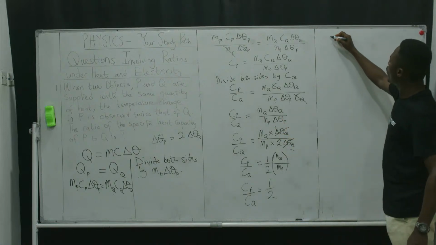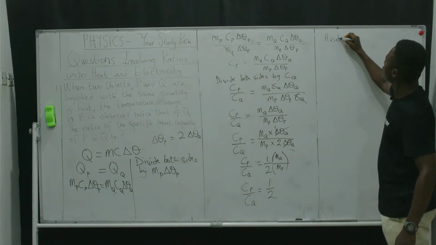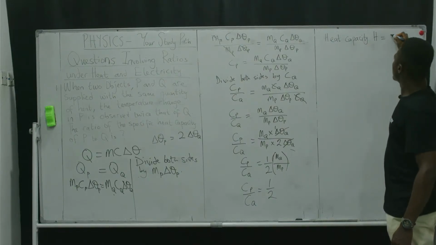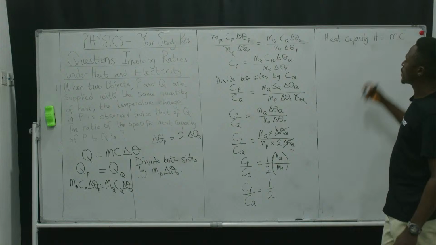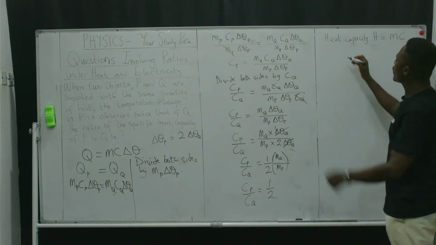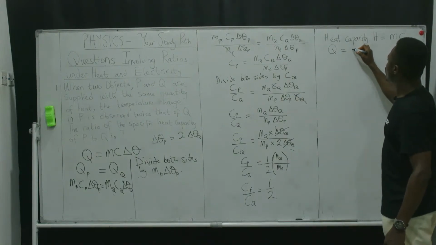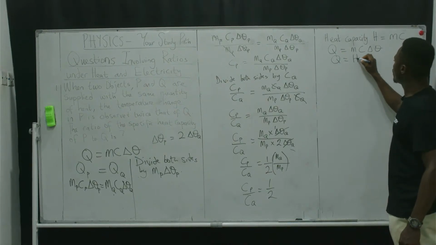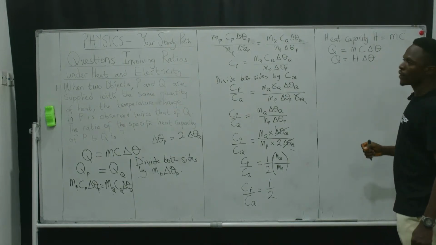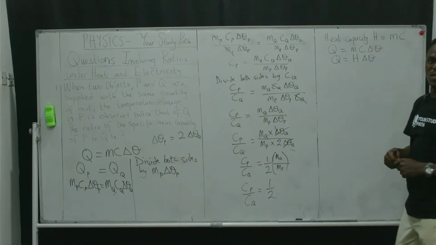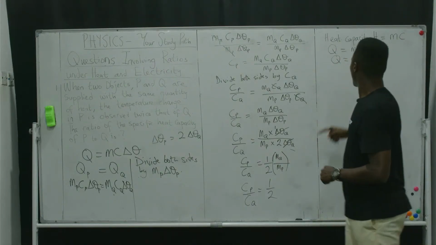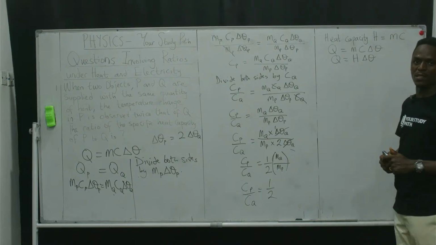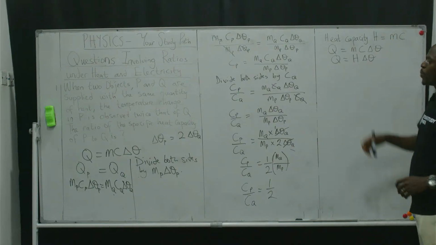And what do I mean? We have that heat capacity, H, is the product of mass times specific heat capacity. So rather than having Q equal to MC change in theta, I can just say Q equals H change in theta, merging mass and specific heat capacity together. Remember, heat capacity is the product of mass and specific heat capacity. So I'll be working with just these two parameters.